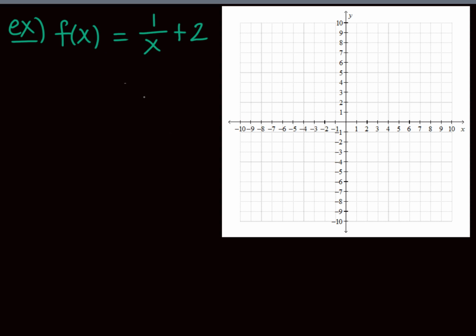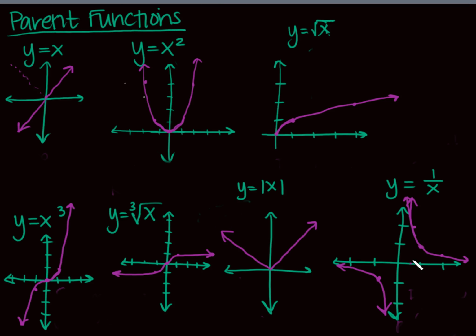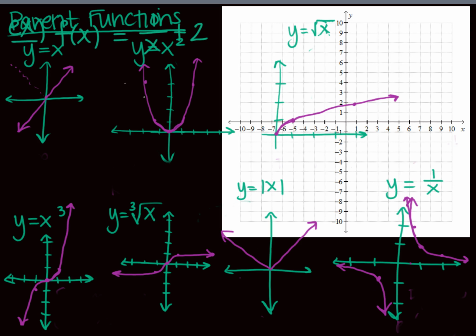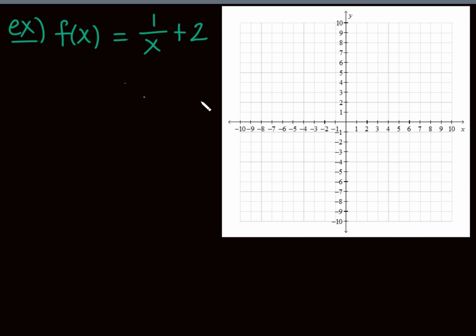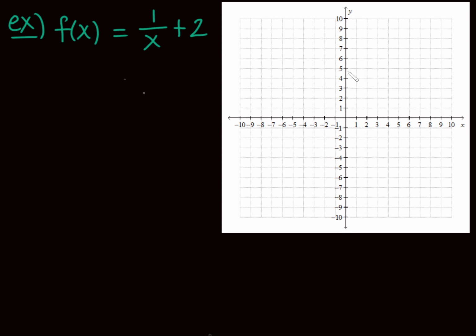Remember, 1 over x is this one right here, where we have that guy in the first quadrant and this guy in the third. So I want to look at what's going to happen. What do I know that plus 2 is going to do? It's going to shift that whole thing up, but let's see how that's going to work.